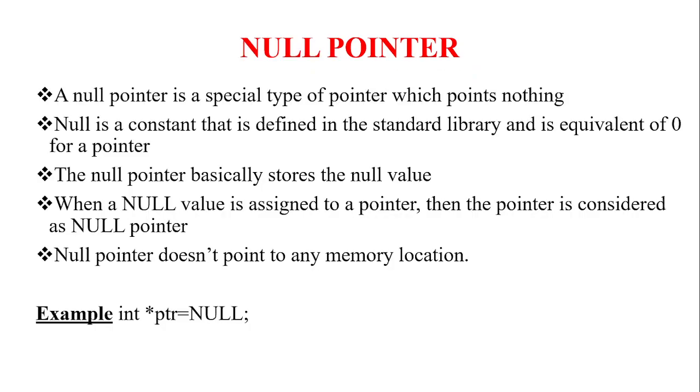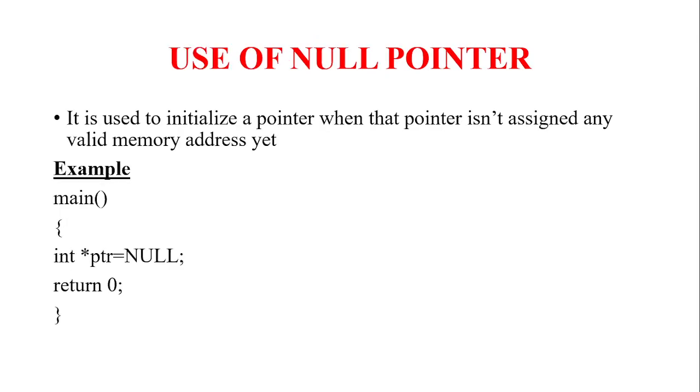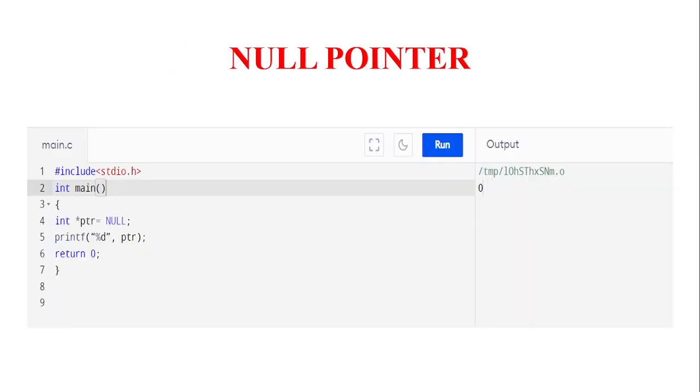Null pointer. A null pointer is a special type of pointer which points to nothing, right? So we'll give the value as int *ptr = NULL. What is the use of a null pointer? It is used to initialize a pointer when that pointer is not assigned to any valid memory address yet. Okay, it is used for initialization. So we'll have *ptr equal to NULL, you will get 0.